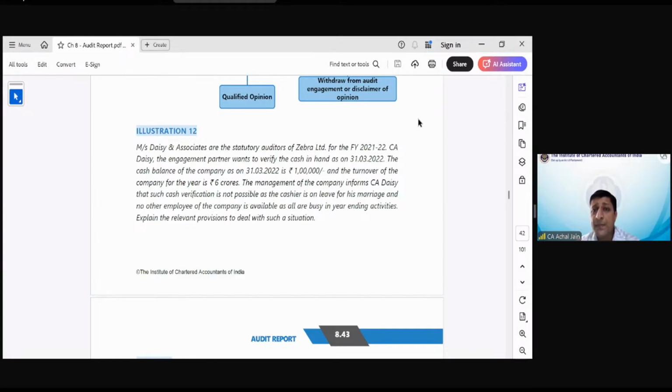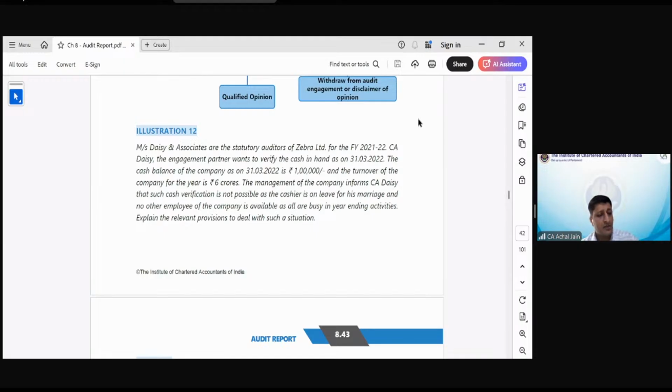Management of the company informs CA Daisy that the cash verification she plans to do is not possible, as the cashier is on leave for his marriage and no other employee of the company is available, as all are busy in the year-ending activities. Okay, so that's the situation that we have.